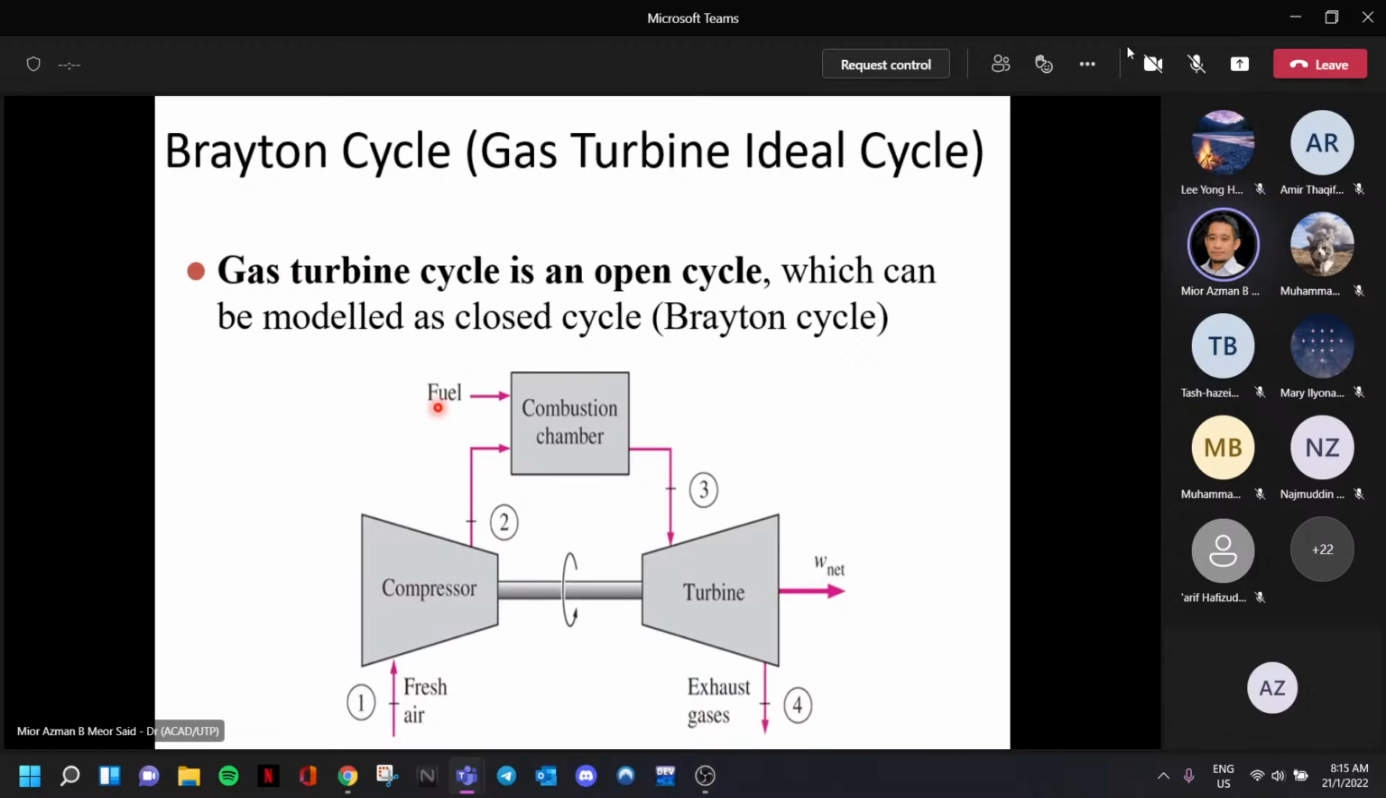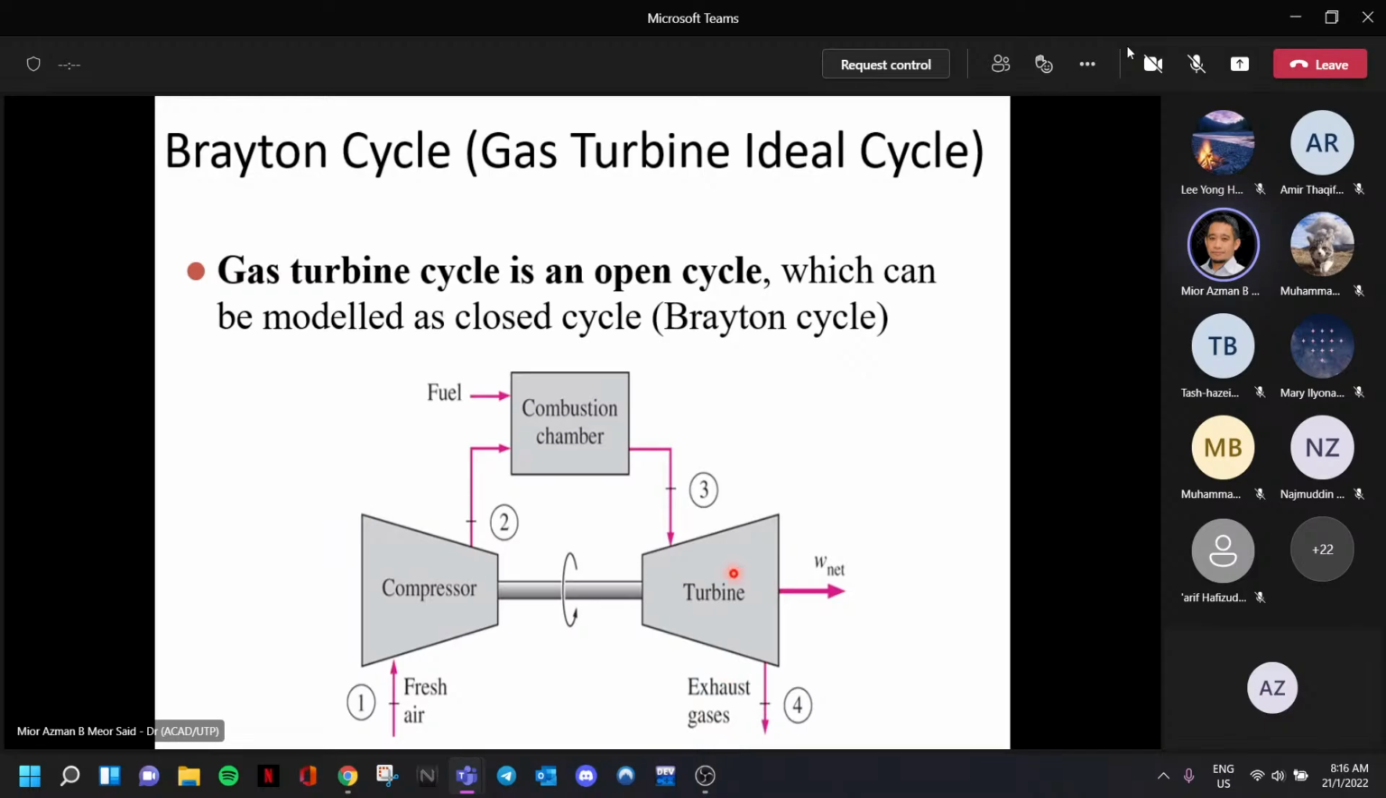So these are the real processes for a gas turbine, right? It's an open loop. Fresh air goes into the compressor, then into the combustion chamber, where it is mixed with fuel and combusted. It's a chemical process, heat goes in, and then it goes to the turbine, expands, produces power, and the exhaust gas goes off.